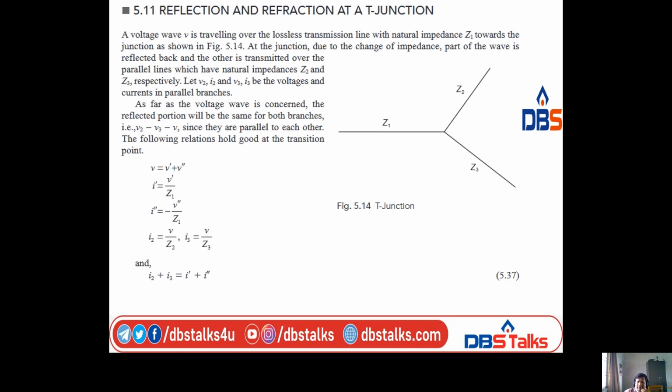V is equal to V dash plus V double dash. I dash, in the sense, reflected current. I dash is equal to reflected voltage divided by impedance, that is I dash is equal to V dash by Z1, and I double dash is equal to V double dash by Z1, refracted current. So in the parallel branches, V by Z2, V by Z3, and apply KCL at the junction: I2 plus I3 equal to I dash plus I double dash.